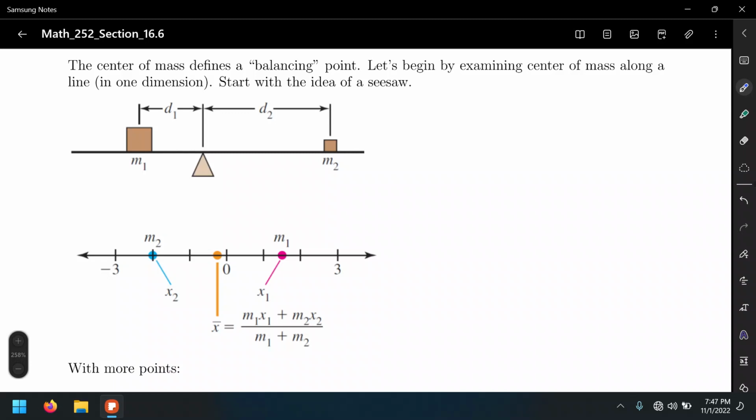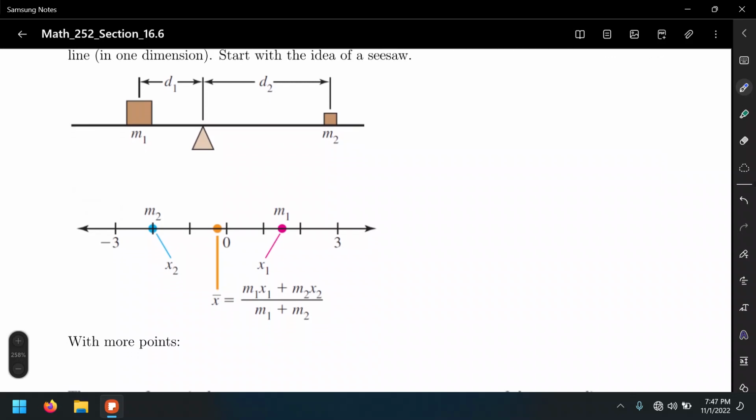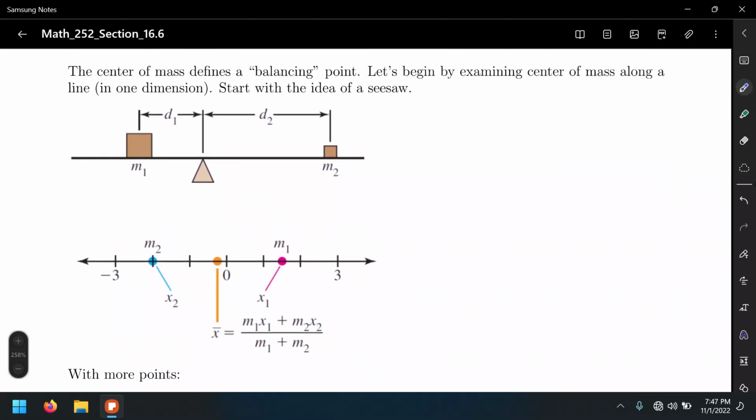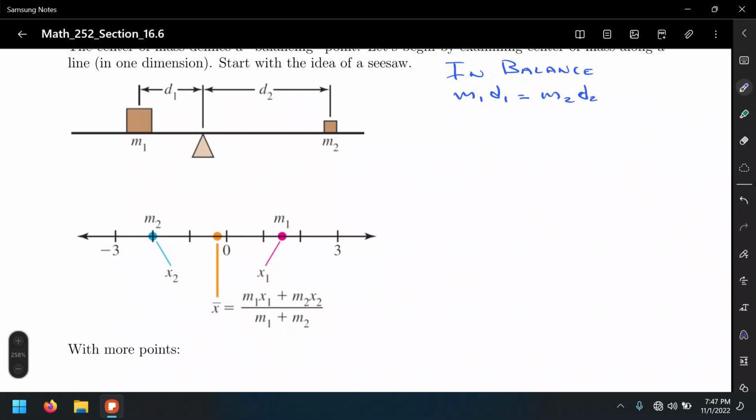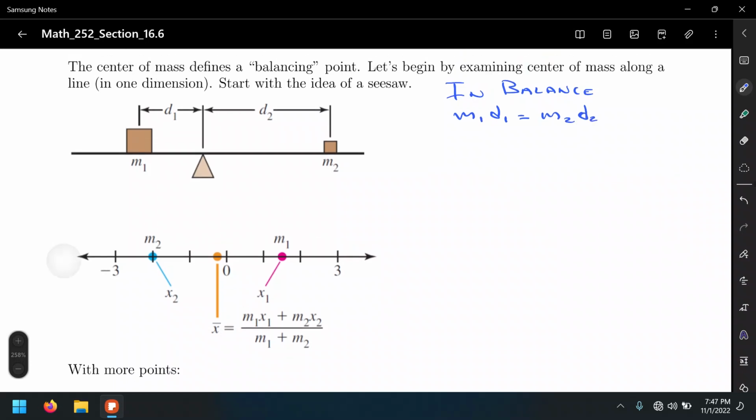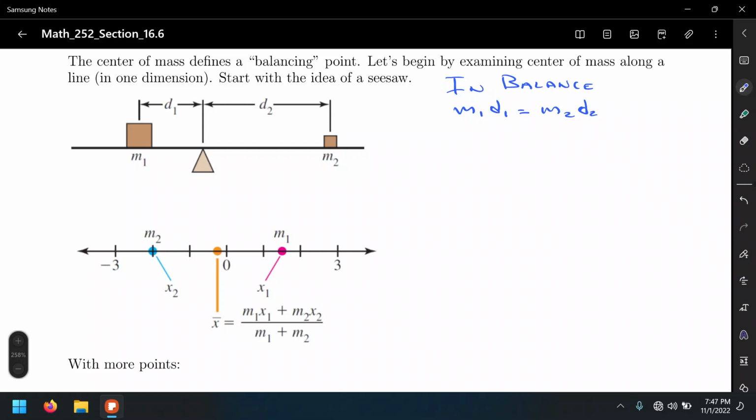So this means that when we multiply, this is in balance when the product of mass 1 and distance 1 is equal to the product between the second mass and the second distance, distance 2.